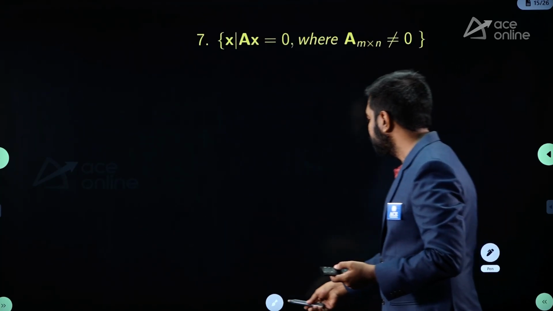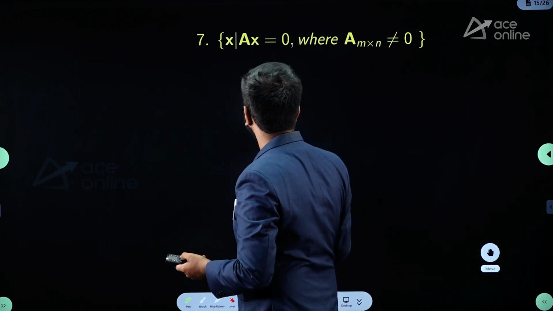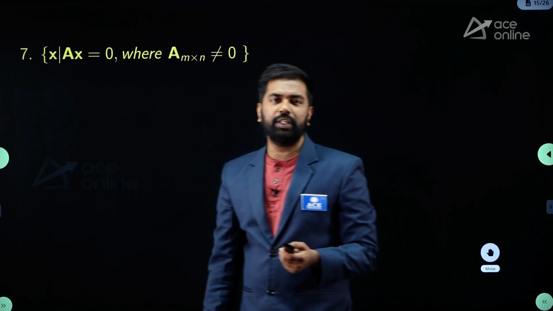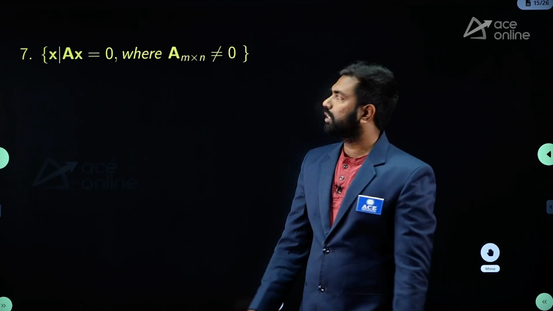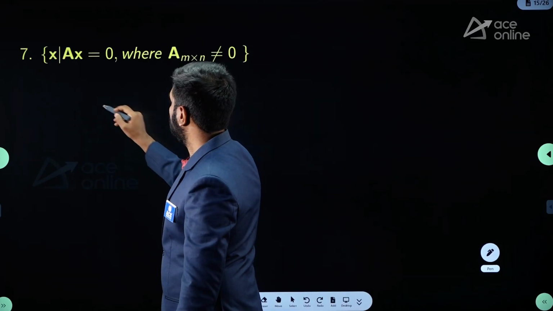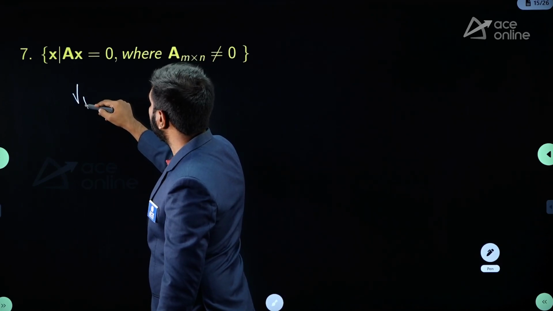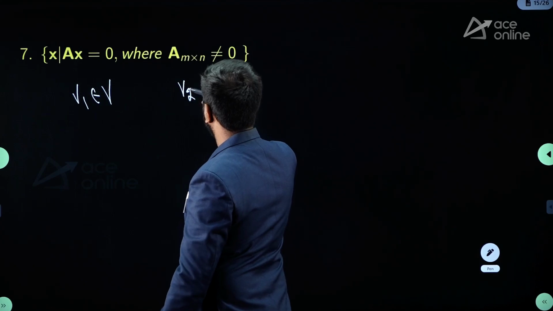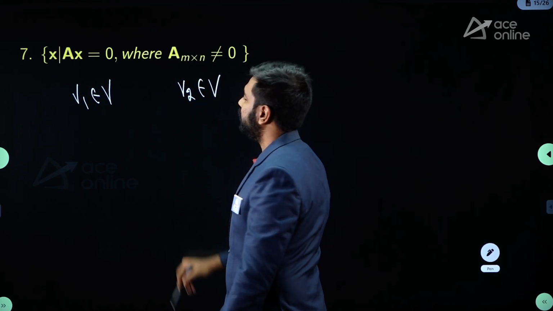So here is the problem. What is this about? It's about all the solutions which satisfy Ax equal to 0. Will this form a subspace? Let's see. So let's take something like this. Let's say V1 is one of the solutions which belongs to V, and let's also take another solution which also belongs to the given set.